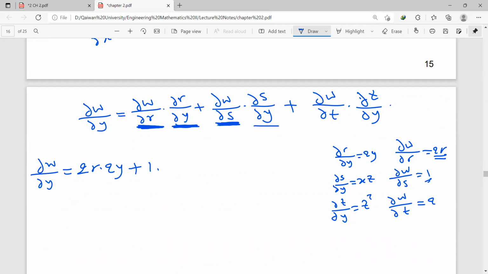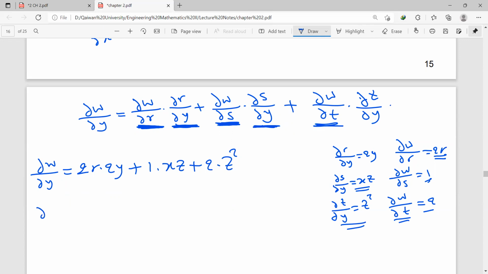times partial s by partial y, which is xz, plus partial w by partial t, which is 2, times partial t by partial y, 2z squared. That's all. And now if you have r, s, and t, replace them by their functions, to get only x, y, and z in the solution.